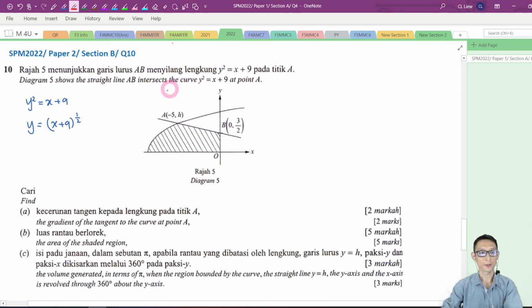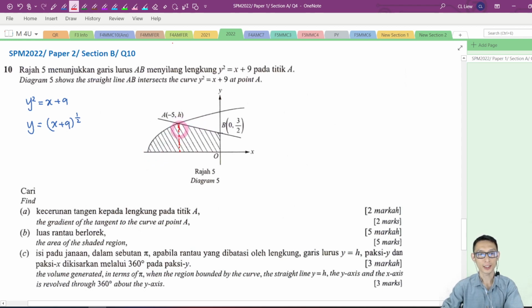Now let's try part B. We want to find the area of the shaded region. So the area of the shaded region is over here. I'm going to break this shaded region into two parts. First, I'm going to use the integration method to help me get the area here. And then for the second part, I'm going to use a trapezium to help us get the area here. So let's look at this trapezium first.